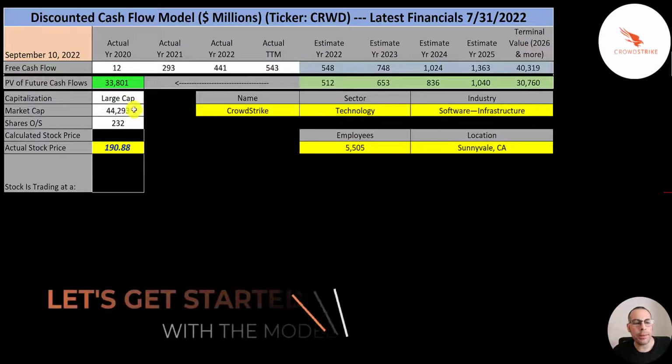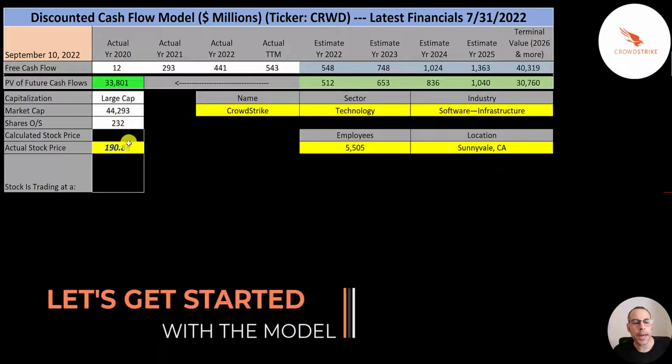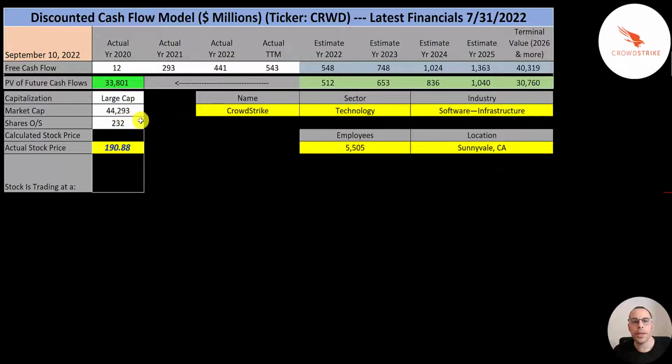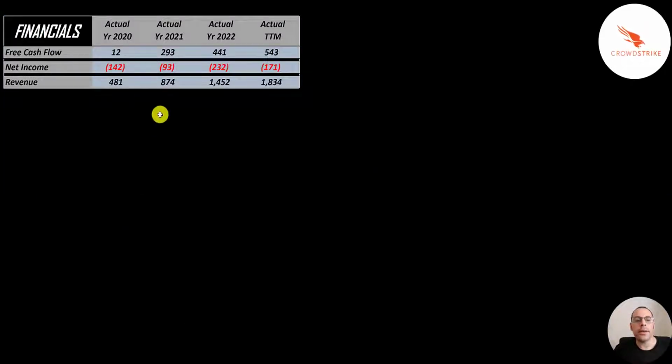This is a large cap company, 44 billion market cap. They're trading at $190 a share, and they have 232 million shares outstanding. Let's look at their financials. The way you value a company is you estimate the free cash flows into the future, and then you discount those numbers back to today's value. That's what we're doing in this video, and free cash flow is cash flow from operations minus capital expenditures.